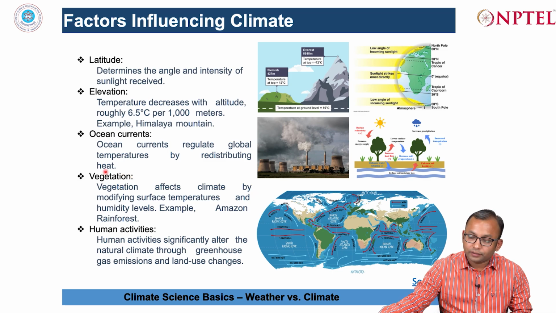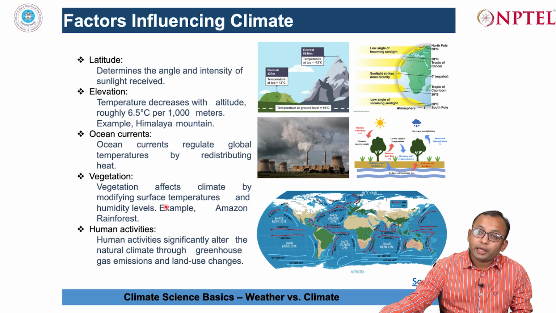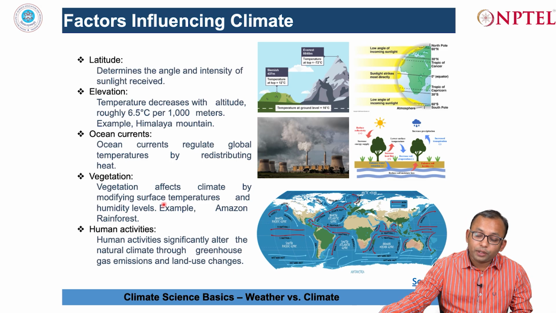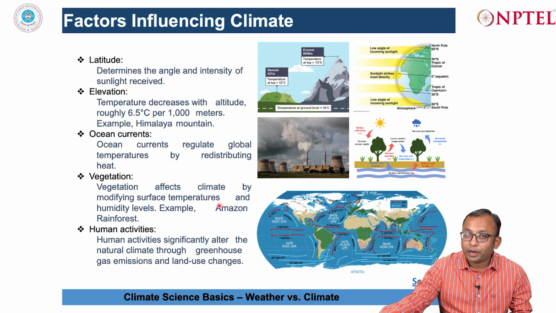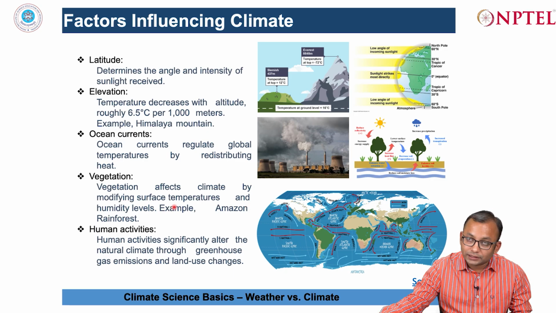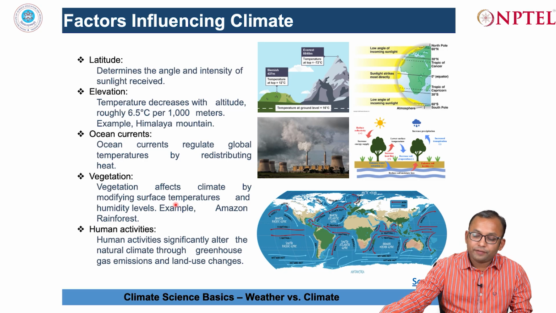Another important factor is vegetation. Vegetation affects climate by modifying the surface temperature and the humidity levels, and it also sometimes affects the overall precipitation pattern, or the temperature pattern, in different cities or regions. For example, the Amazon rainforest has a very different climatic pattern compared to other dry lands or arid regions. So this is how vegetation can also be an influencing factor on the climatic behavior of one particular region.